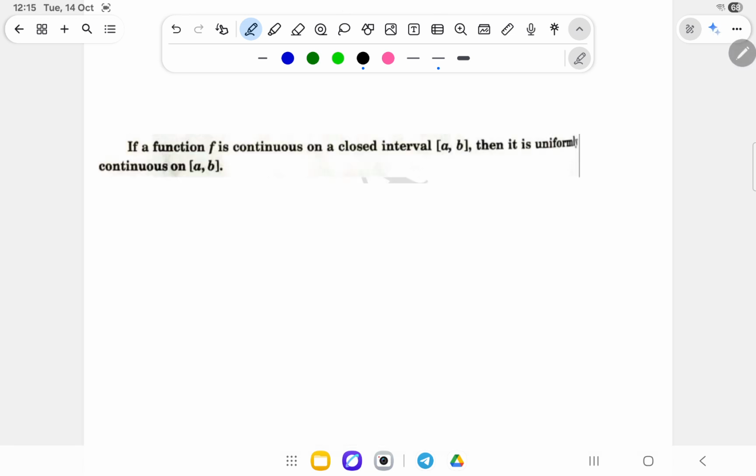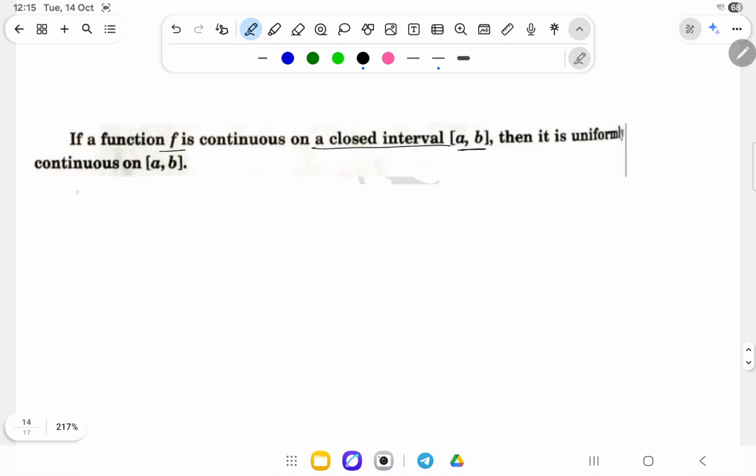Now let's discuss this theorem that we have used many times in this video, which says that if a function f is continuous on the closed interval [a, b], then it has to be uniformly continuous on that interval. What is given to us is that we have a function f(x) and it's continuous on the closed interval [a, b]. Now we are supposed to prove that it's uniformly continuous. What we'll do is prove it via contradiction.